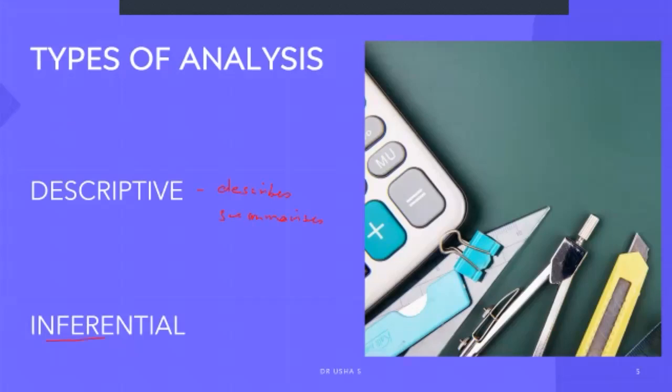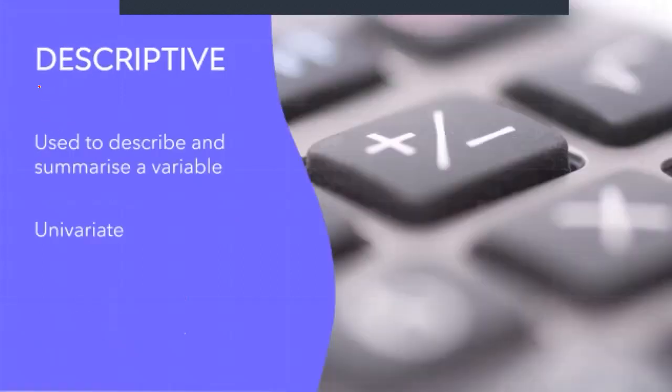Inferential adds some new value to the data. It helps you to find out the cause, effect, or is there a relationship between two variables. So this adds more value to the existing data. It helps you to infer or arrive at some inferences or conclusions from the existing data. So as I said, descriptive data is used to describe or summarize a variable. Generally, it is univariate. That means one variable is involved.